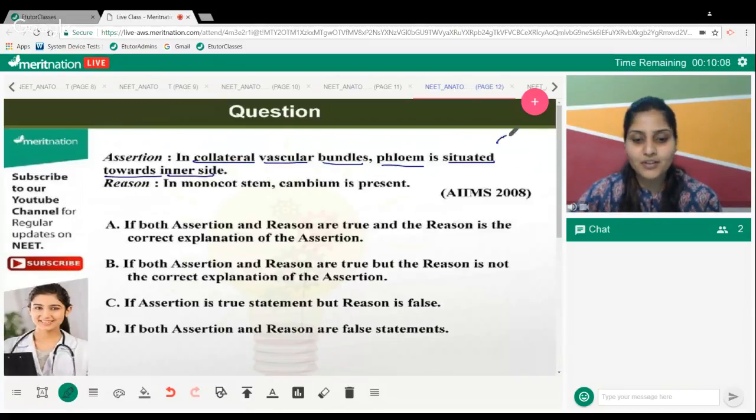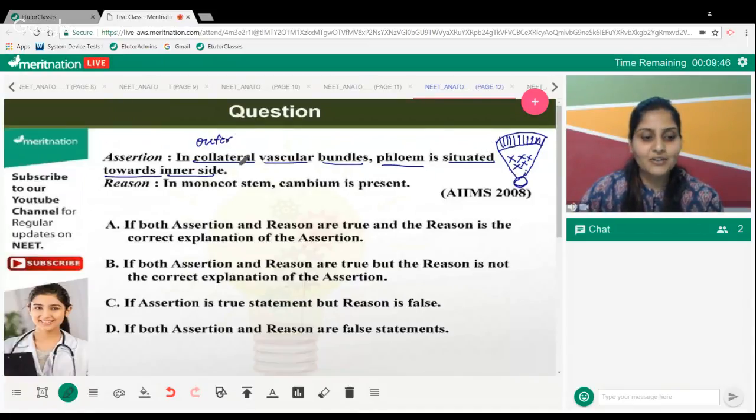If I happen to draw the collateral vascular bundle individually, something like that, this portion is where you have the phloem present, and this is where you have the xylem present. And suppose this is the pith over here. I'm just drawing a section. So phloem is not towards the inner side. Phloem is actually towards the outer side. So this is a wrong assertion. Just mark it right here. This is a better way of doing assertion and reason.